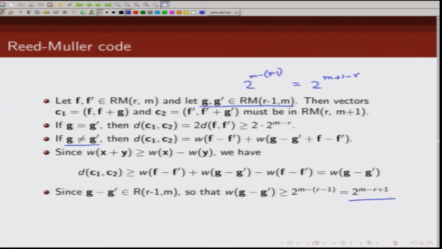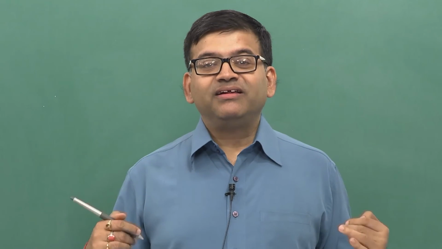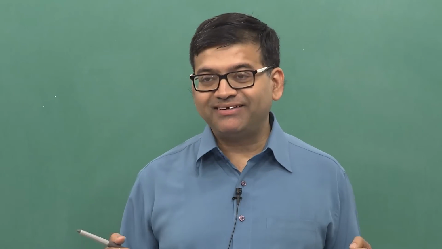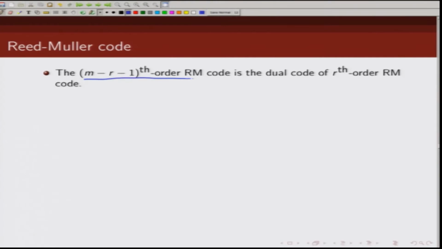So, now we have proved that the minimum distance of rth order Reed-Muller code of length 2 raised to power m plus 1 is basically given by this. So, this will conclude the proof using mathematical induction that the minimum distance of Reed-Muller code is 2 raised to power m minus r. The next result which we are going to show you is that m minus rth order Reed-Muller code is the dual code of rth order Reed-Muller code.